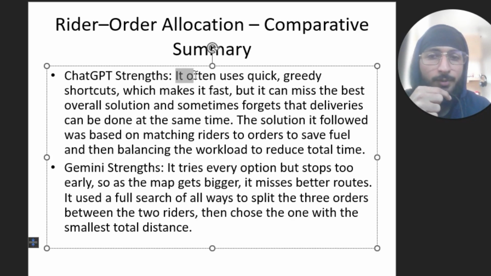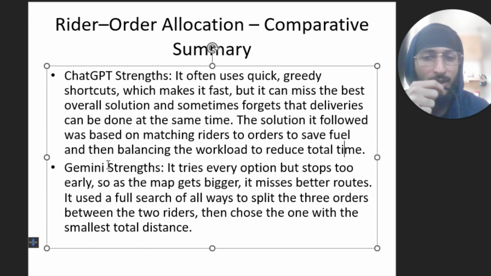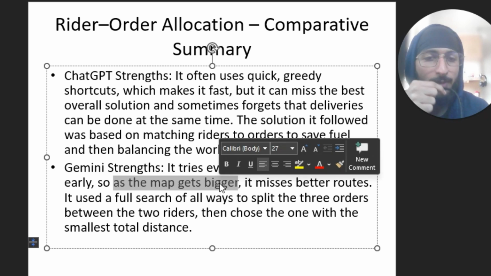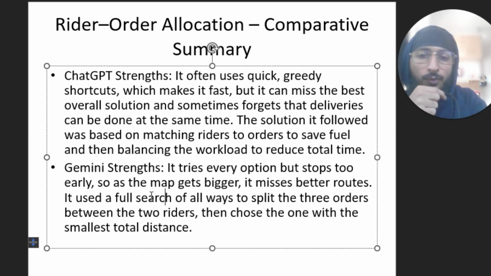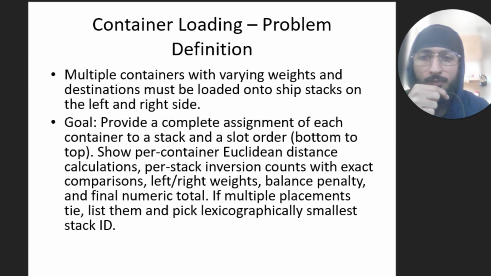Now, the strengths of ChatGPT, it often uses quick, greedy shortcuts, which makes it fast, but it can also miss out on the best overall solution, and sometimes forgets that deliveries can be done at the same time. So the solution it followed was based on matching the riders to orders to save fuel and then balancing the workload to reduce total time. While for Gemini, it tried every option but stops too early. So as the map gets bigger, it misses the better routes. It used a full search of all ways to split the three orders between the two riders, then chose the one with the smallest total distance.